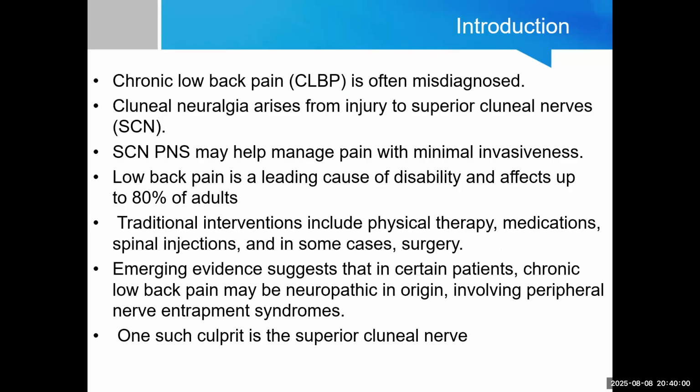So as you all know, chronic low back pain, cluneal neuralgia is one of the causes in which low back pain can happen. And the superior cluneal nerve peripheral nerve stimulator may help manage pain with minimal invasiveness. Since low back pain is a leading cause of disability in so many adults, the traditional interventions are sometimes helpful, sometimes not. And the emerging evidence suggests that in certain patients, especially if the pain is neuropathic in origin, peripheral nerve entrapment syndromes can happen. And one such culprit is the superior cluneal nerve.